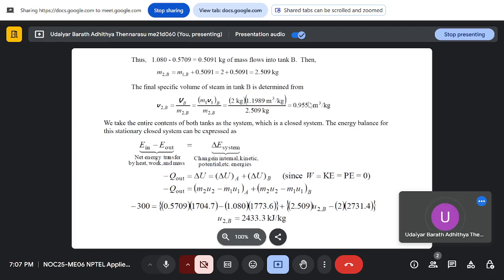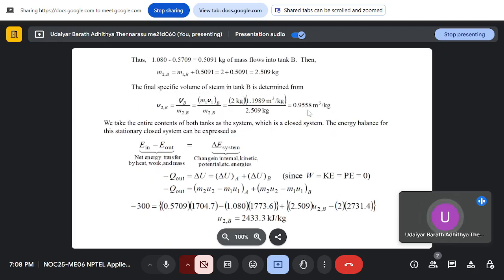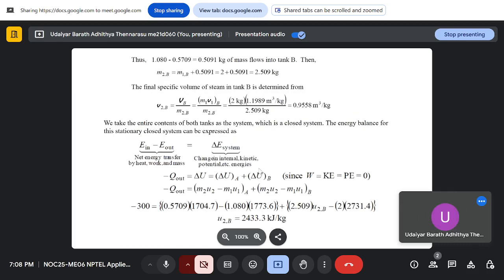So now for tank B, we know only one property, which is the specific volume. So we need to find out the rest. So we will apply an energy balance.